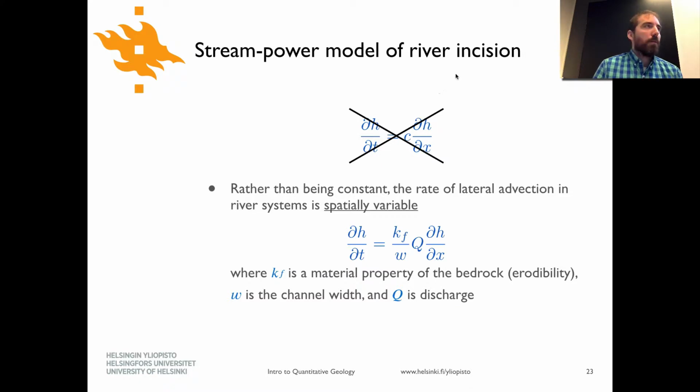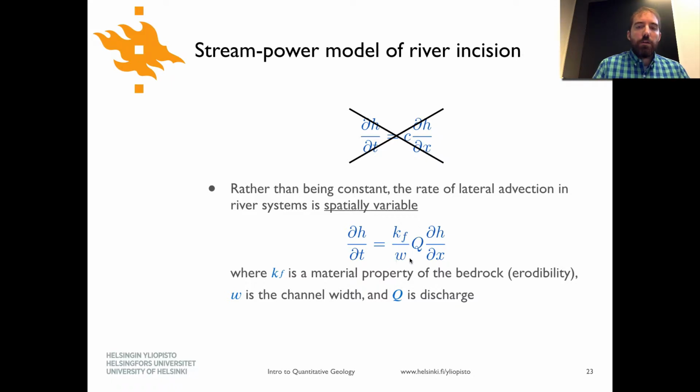So we'll cross this guy out, and actually we are still going to use the advection equation. I should probably just cross out the c, because we're just not going to assume a constant rate of advection. Instead, we're going to take the same equation, so we still have dH/dt over here, we still have dH/dx over here, but our c has been replaced by this stuff. So now we have this K_f, that should be a subscript, but that's more or less a material property that's related to the erodibility of the bedrock. W is the channel width, and Q is the discharge.